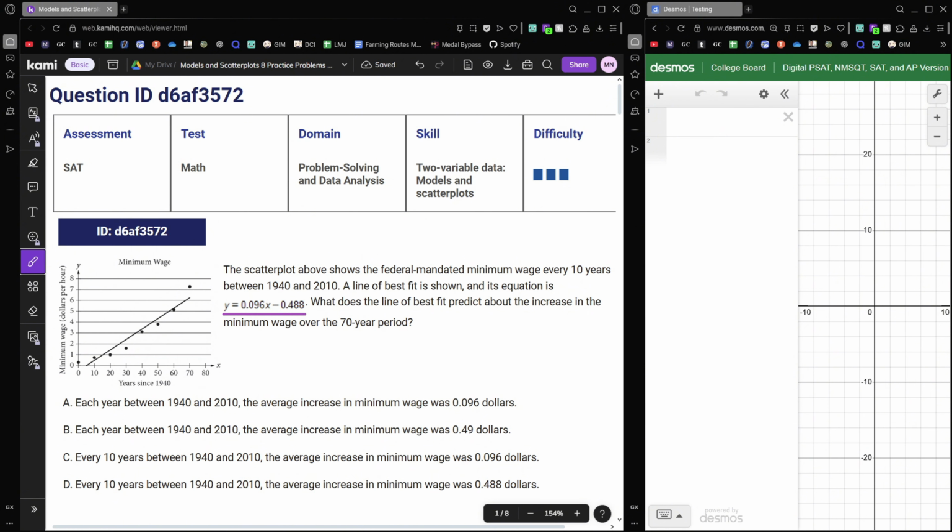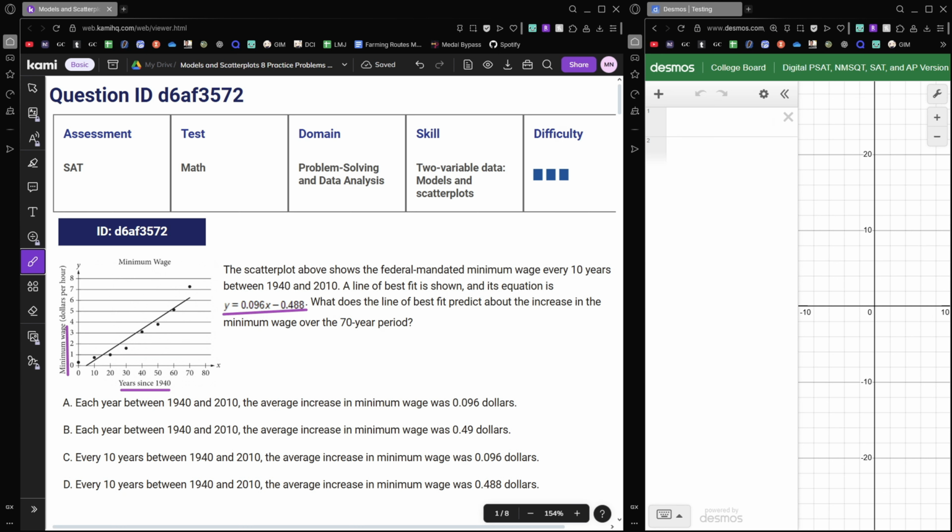So here's our line of best fit, and you notice that this is the slope. And what the slope means is that for every x, or for every year since 1940, there will be an increase of this amount in the y value, or there will be an increase of 0.096 in the minimum wage. So for every year since 1940, there will be an increase of $0.096 in the minimum wage.